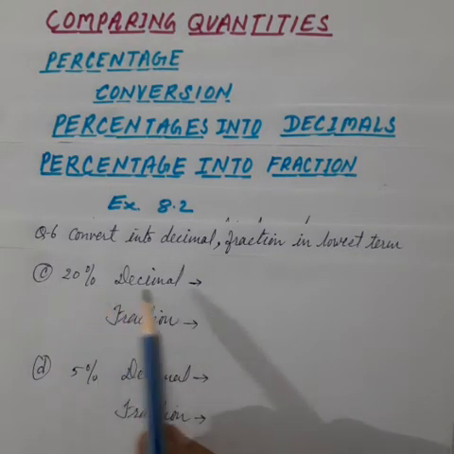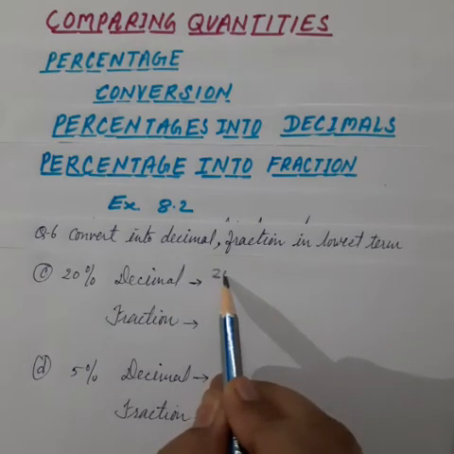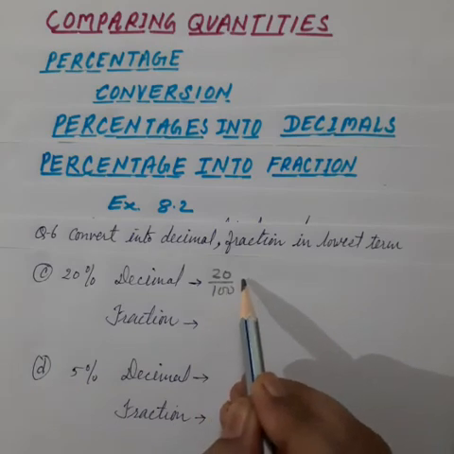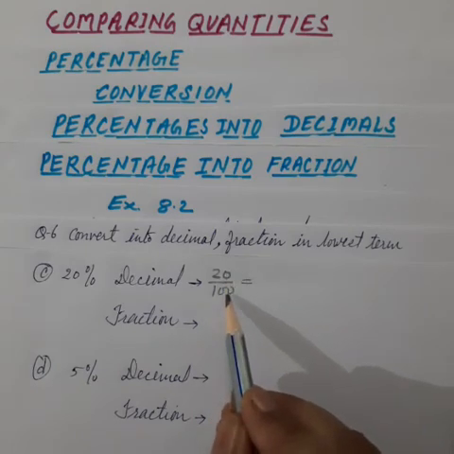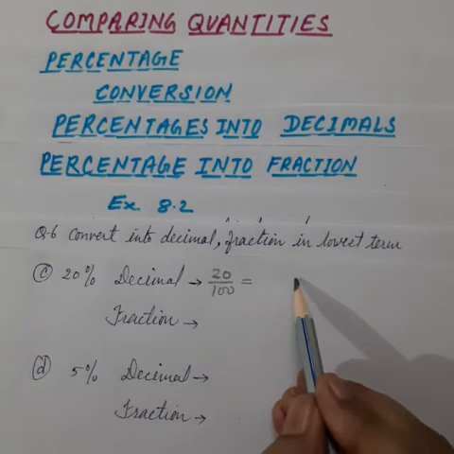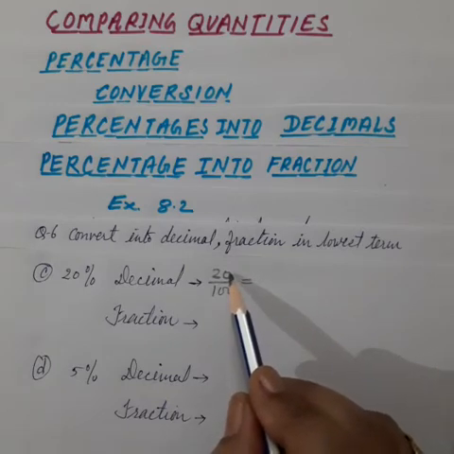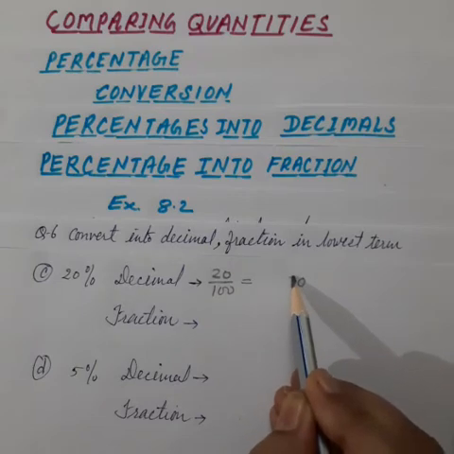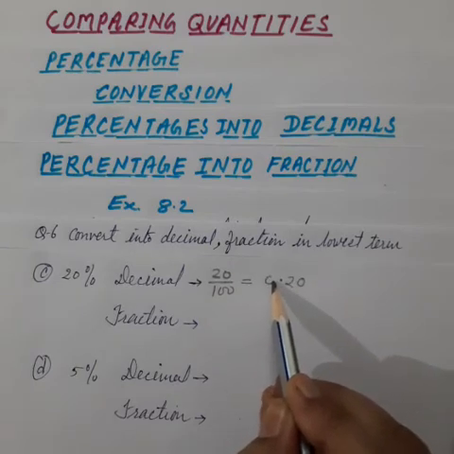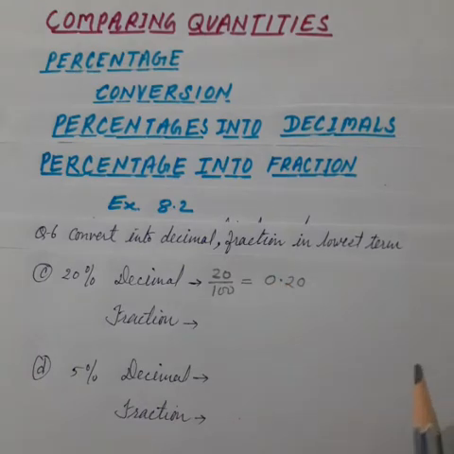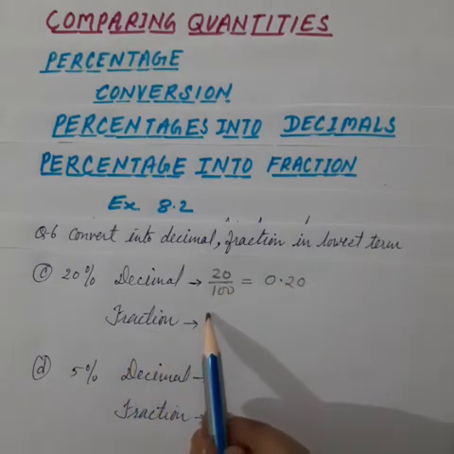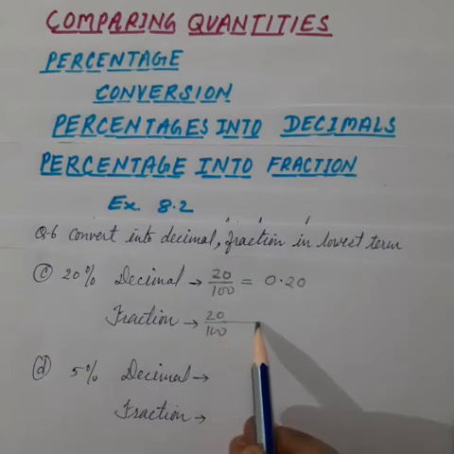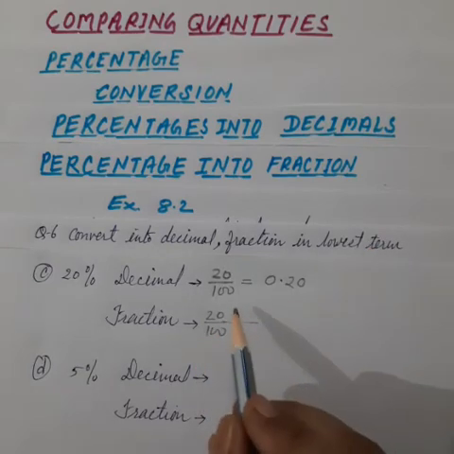C. 20%. First decimal: 20, and for this percent write 100 in the denominator, and this is 20 hundredths, which means two places after the decimal point. We have to start from the last digit: 0, 2, then the point, and in the whole part 0. Now fraction. This is the fraction 20 by 100, and we have to reduce this fraction into lowest terms.